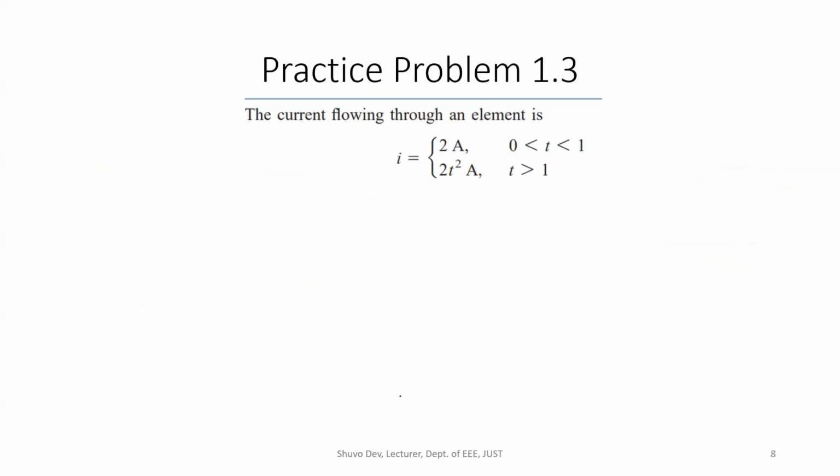Now go to the practice problem 1.3. This is similar to example 1.3, but there are some issues with this. First of all, you can see what the question asks. The current flowing through an element is i equal to 2 ampere when time is greater than 0 and smaller than 1, and 2t square when time is greater than 1. So a portion of the question is missing here.